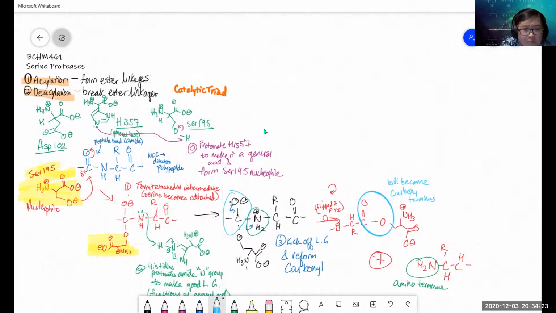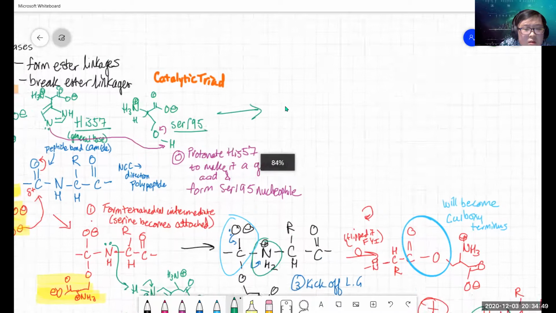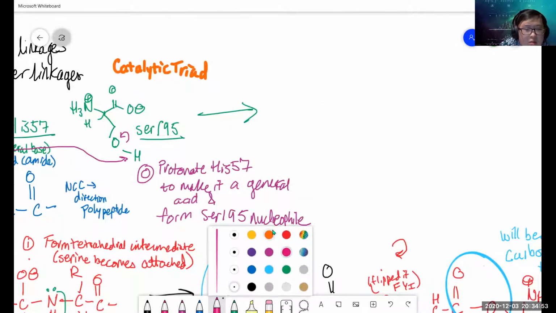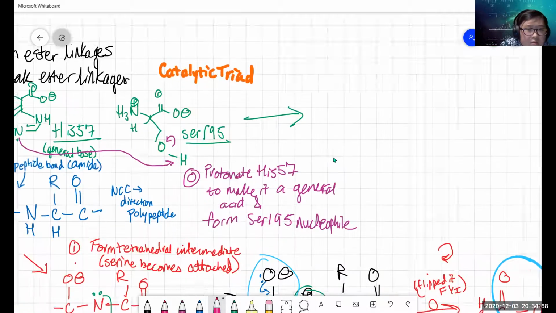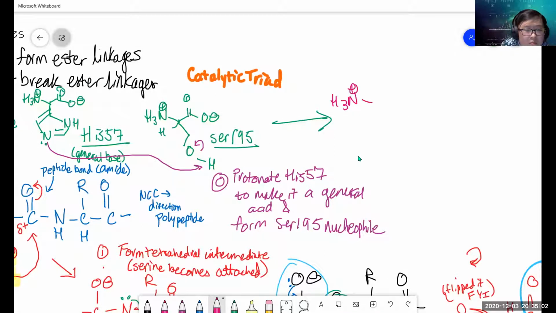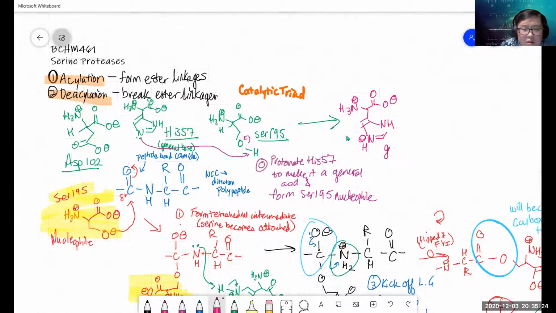Well, hopefully that was helpful. And oh, I forgot one last thing. So your aspartate, what does aspartate 102 do? So now you have a positive charge on the histidine right here when you form a general acid. It always takes a long time to draw histidine. So it's positive charge here, and the aspartate, this is the general base from step 0.